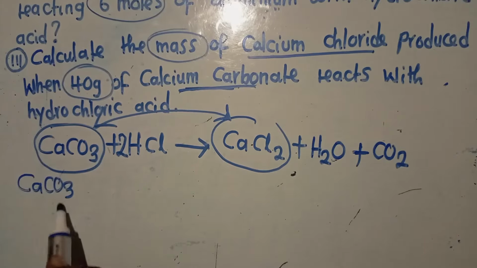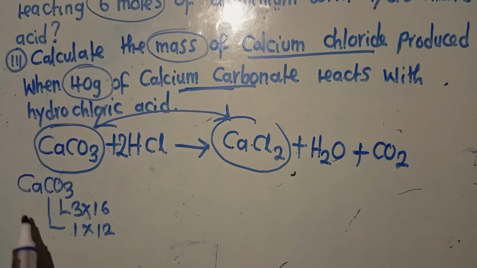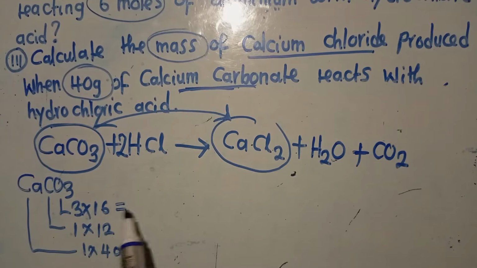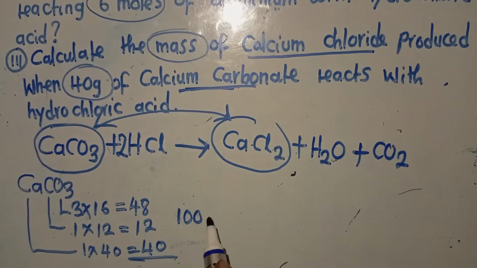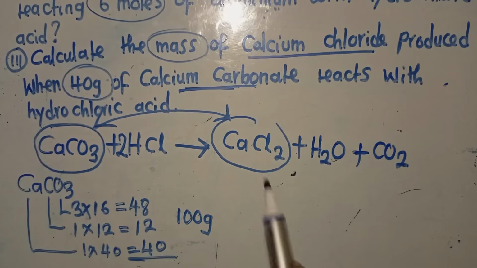We do this. That is 3 times 16. That is carbon, 1 times 12. Then 1 times 40. If you get there the answer 48, 12, and 40, you discover that your answer will just be 100 grams of calcium carbonate. You also do the same with the calcium chloride there.